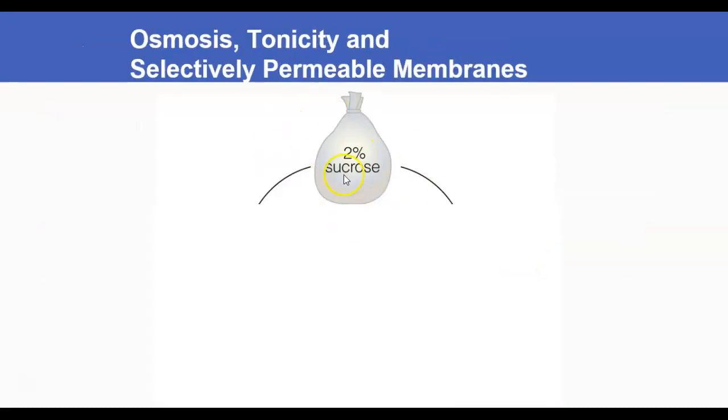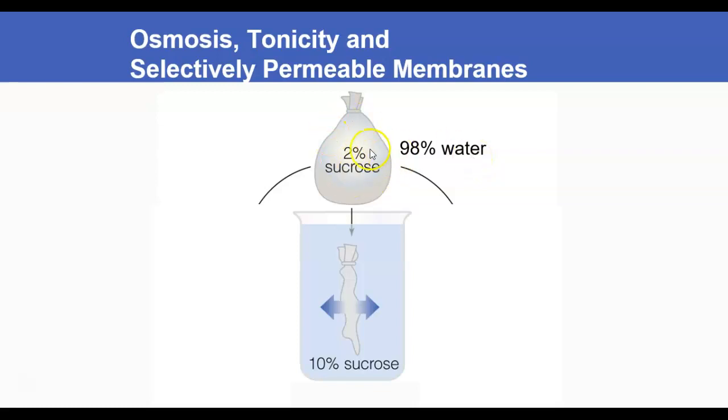So if we have this cell that's at, say, a 2% sucrose solution, or in this case, a bag, that means it's going to be 98% water. If you were to put this cell into a 10% sucrose solution, that means you're going to be putting it into a solution with 90% water. What's going to happen to the water inside that selectively permeable membrane or selectively permeable bag? The water is going to go from high water concentration to lower water concentration.